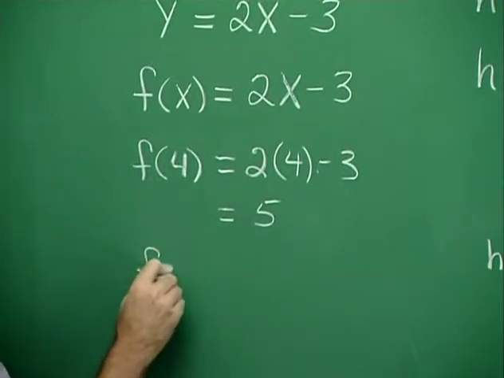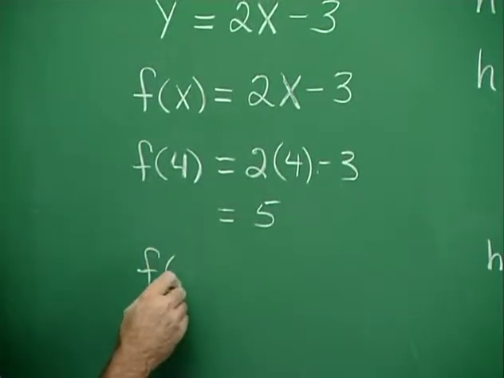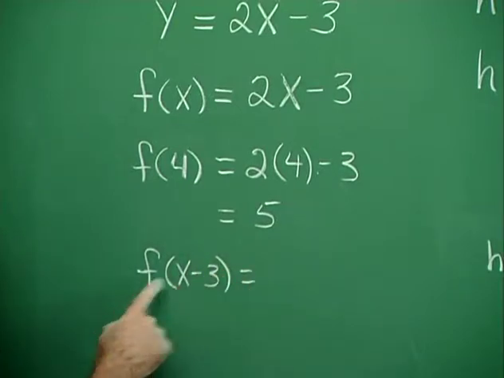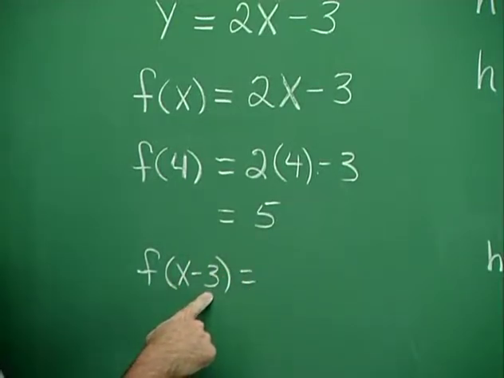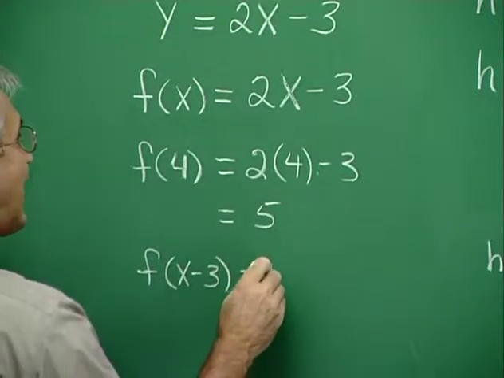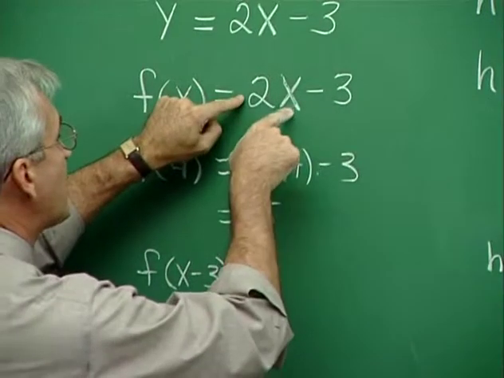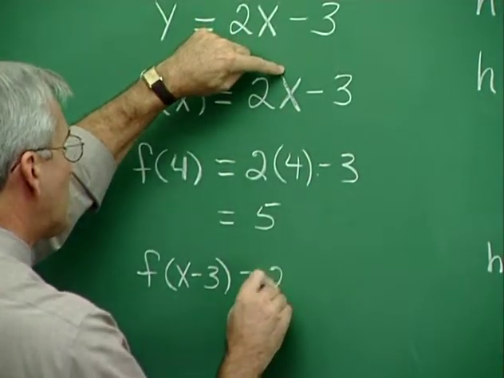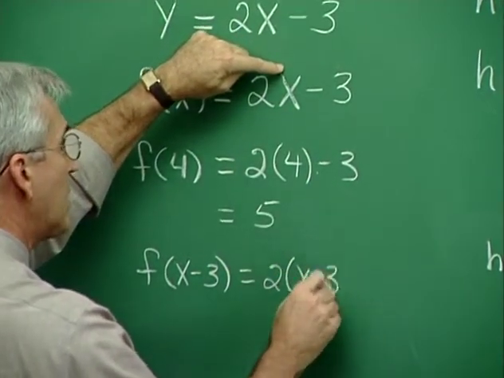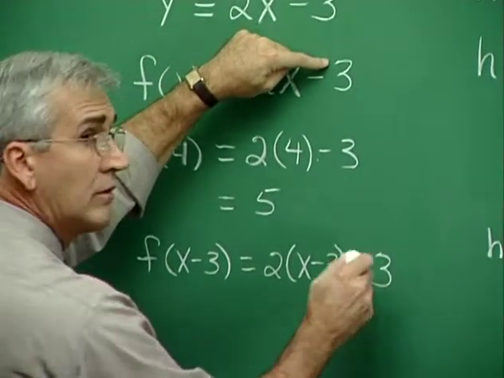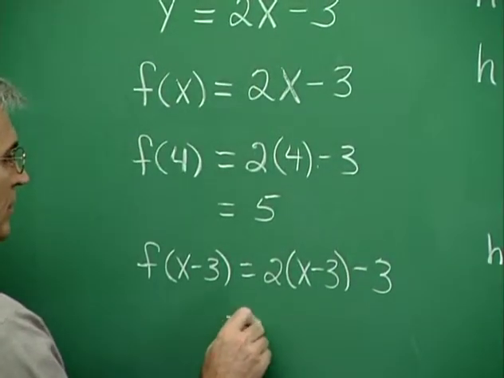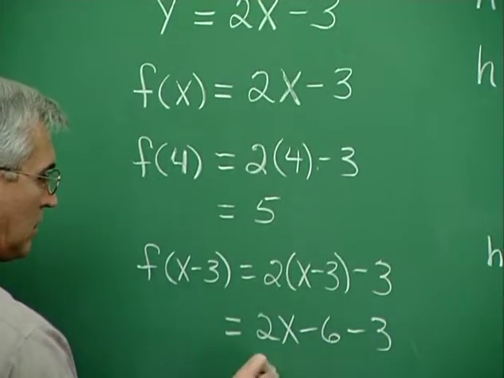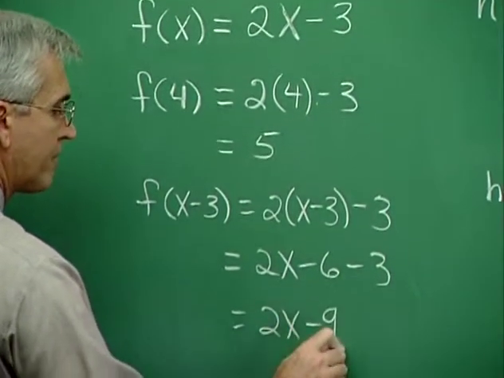Suppose we make the request of f of x minus 3. Then this means in the f function, replace x with x minus 3 and evaluate. So let's replace x with x minus 3. Instead of 2 times x, it's 2 times x minus 3, and then minus 3. So we have 2x minus 6 minus 3, or 2x minus 9.